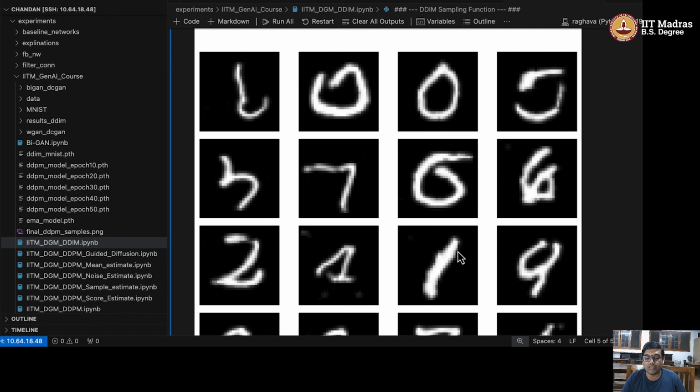Now with this, we will conclude our tutorials on DDPMs. In the next tutorials, we will be looking at the next topic, which is autoregressive models.